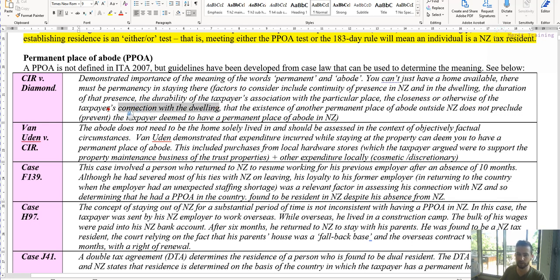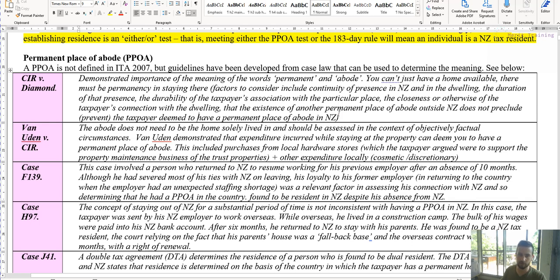This is a hard one to say. What's their connection? I guess how much have they decorated? Have they got a lot of furniture? If they've just got an apartment with one piece of furniture, then they obviously don't have a lot of connection with that dwelling. And the existence of another place of abode outside New Zealand does not preclude, i.e. prevent, the taxpayer being deemed to have a permanent place of abode.